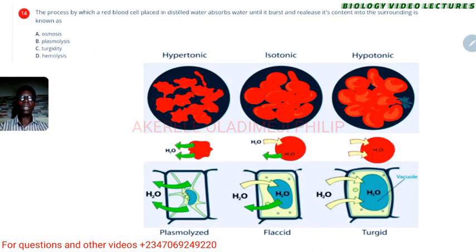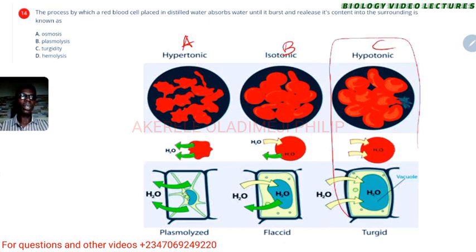Now, the process by which a red blood cell placed in distilled water absorbs water until it bursts and releases its contents in the surroundings is known as, well, let's say I put this as A, B, and C. Apparently, what I said will make sense here on this C segment, which is happening here.